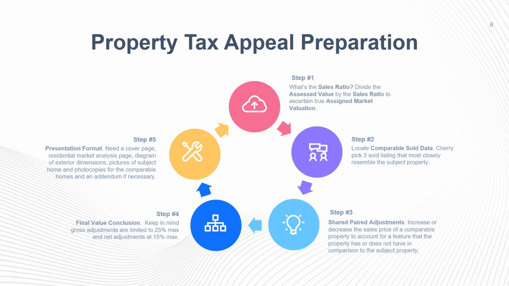Okay. Now the fifth step is your presentation format, and you'll need a cover page and a diagram of exterior dimensions, which you may or may not do. Not everybody does that. You'll need a picture of the subject home, that's your home, and photocopies of the comparable homes. They could be from the multiple listing service, or it could be gleaned off of copies that you've taken from these residences that you found online. And if an addendum is necessary because you had a large adjustment, be sure to include that.